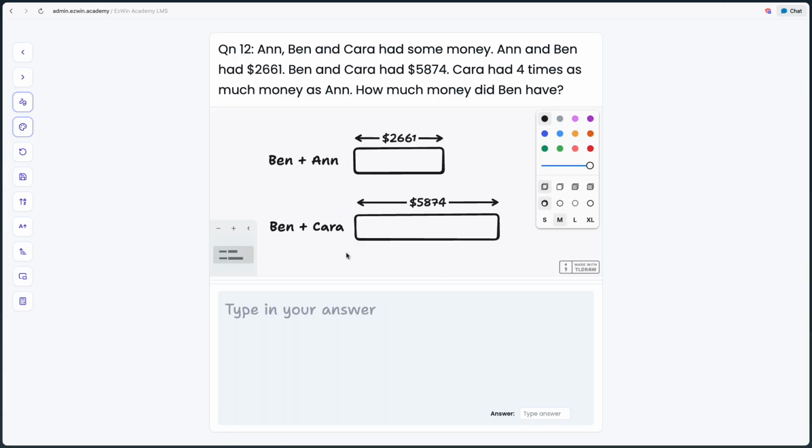So, okay, we're going to draw a model. It looks something like this. We have Ben plus Anne, which is $2,661, and Ben and Kara is $5,874. So we also know that Ben is the same person, so this is what they call a repeated identity, right? I'm going to put Ben as pink. I don't know why, but I'm just going to put Ben as pink. Ben and Ben.